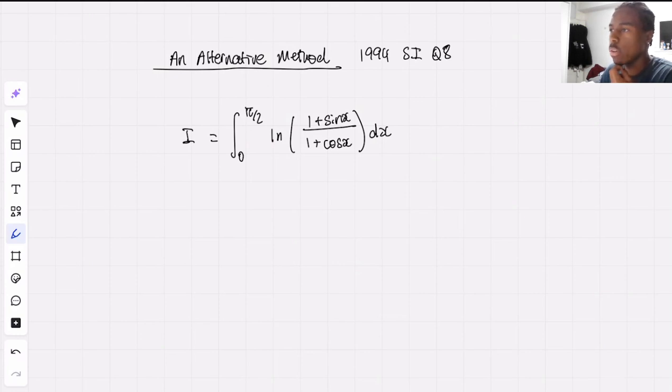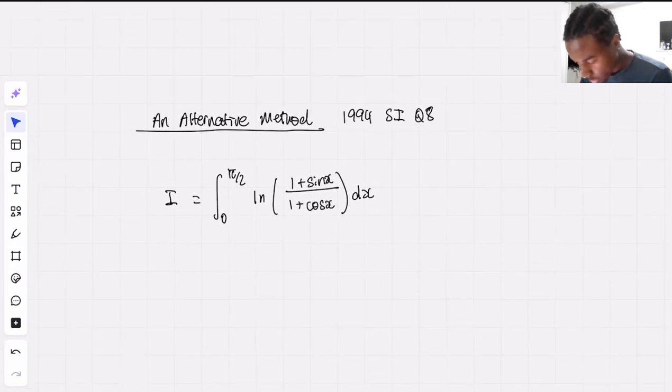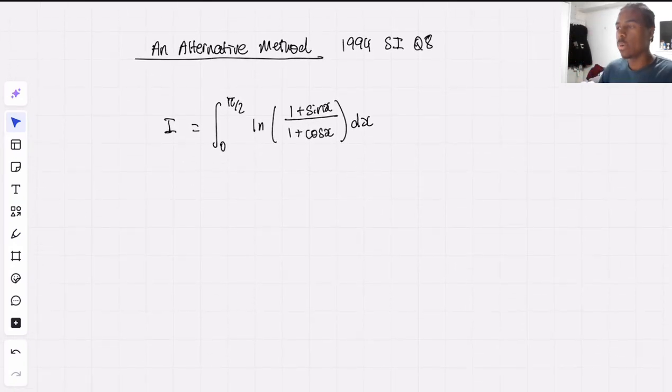I just wanted to go over an alternate solution to 1994 Step 1 question 8. So let's get straight into it. Previously we were asked to work out some integrals, and you might have noticed that the upper bound here is pi over 2, and this lower bound here is 0.